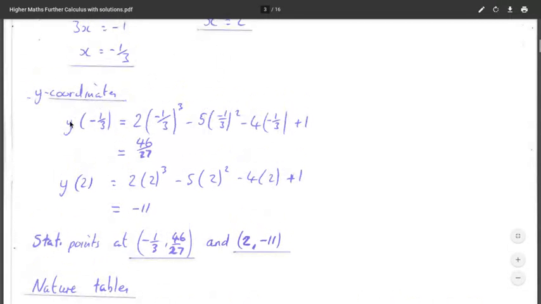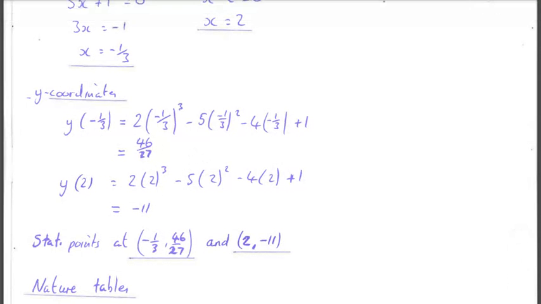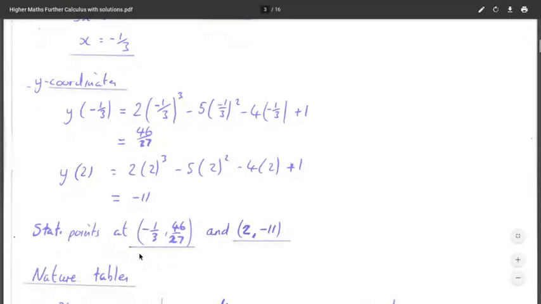How do I find the y coordinates? I substitute into y equals. Remember, if you're a little bit lost at the moment, go back to lesson 7 on the differentiation playlist and have a look at stationary points. This is a very common exam question. You do need to be able to do this in your sleep, so please have a look at it if you need to. So substitute in x equals -1/3 and x equals 2 to find the two stationary points.